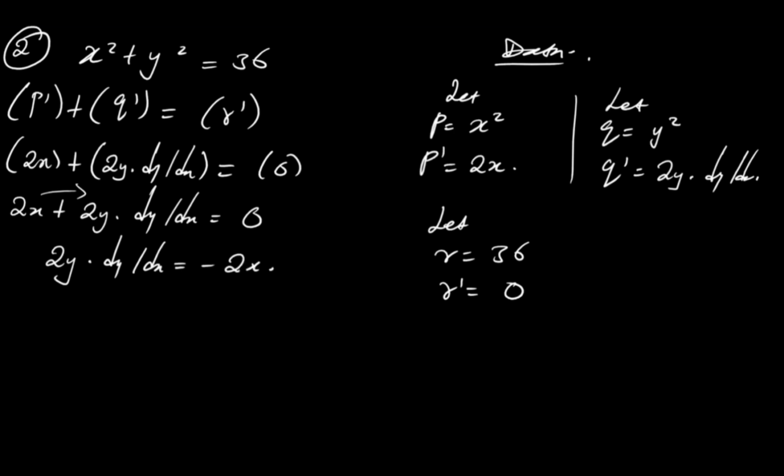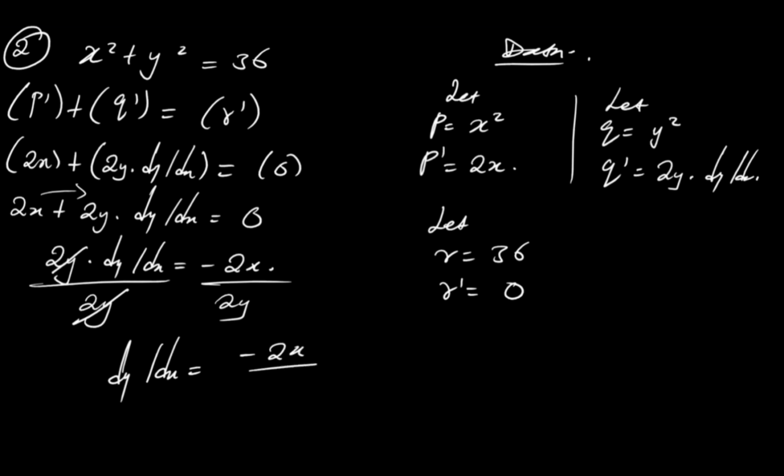To solve for dy over dx, all you have to do is factorize, or you can just divide here by 2y, and this side over 2y. So this 2y can cancel out with that 2y, and you remain with dy over dx being equal to negative 2x over 2y. Basically, you can reduce this to 1 there and 2 there 1. Therefore, dy over dx is equal to negative x over y.